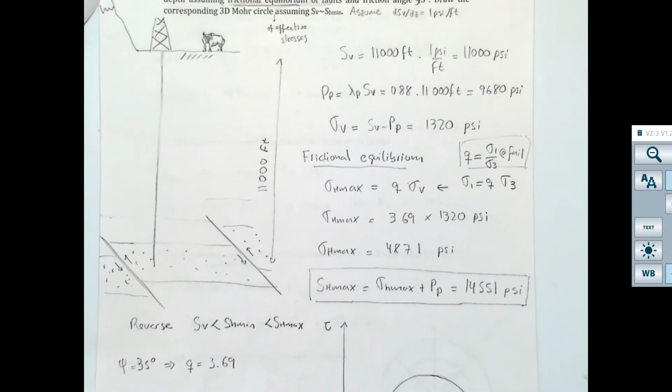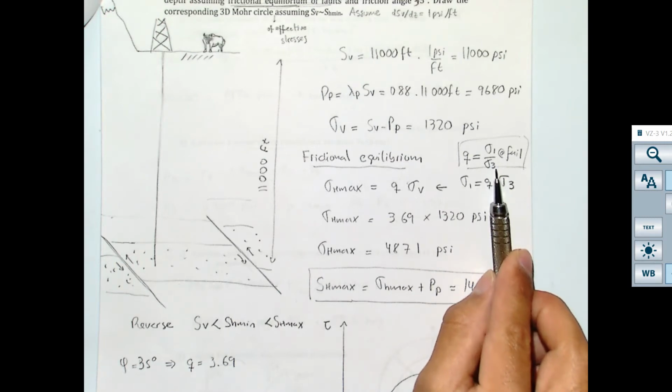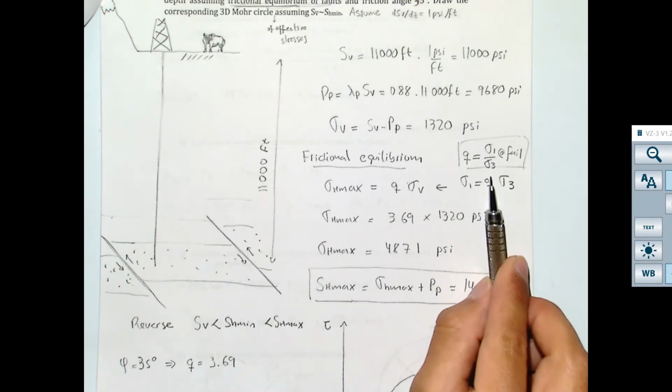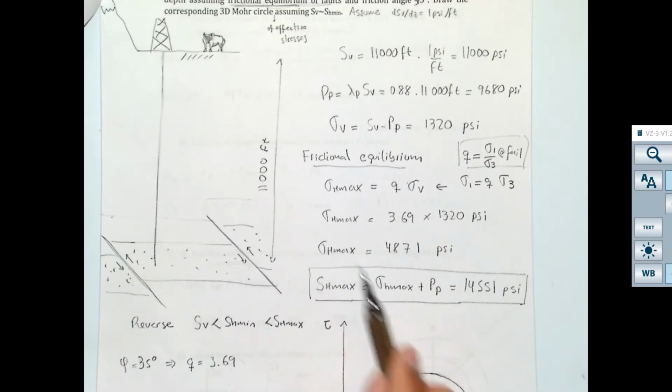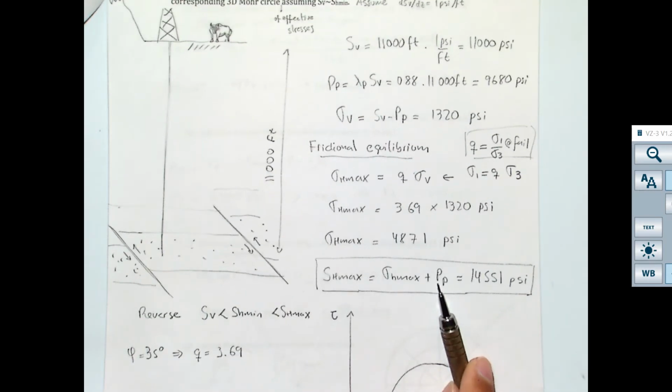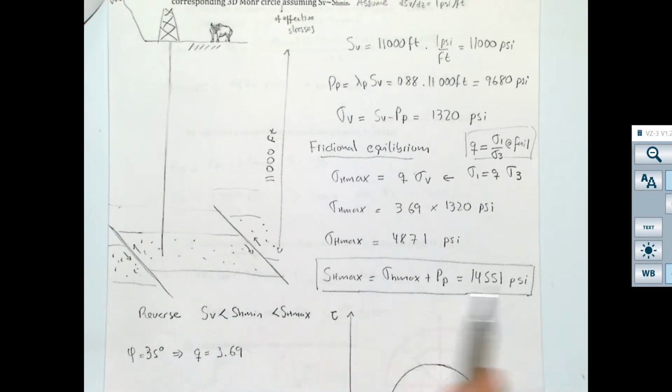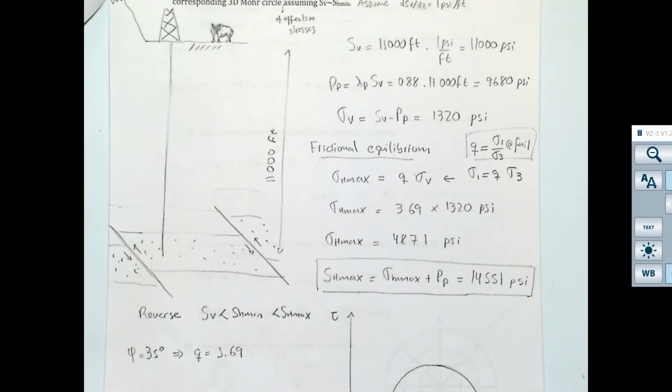You can tell what is sigma 1 because you know sigma 3. This is reverse faulting, so it's SV, sigma 3. Sigma 1 is going to be sigma H max. You add pore pressure to that and you get the value of the maximum total stress.